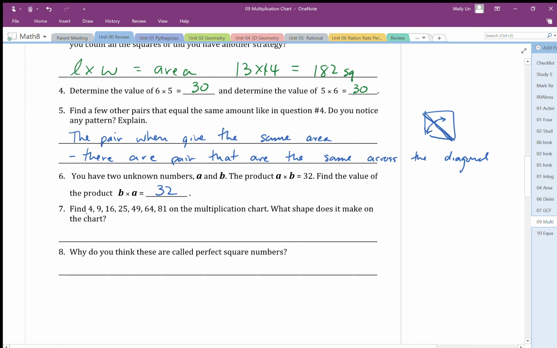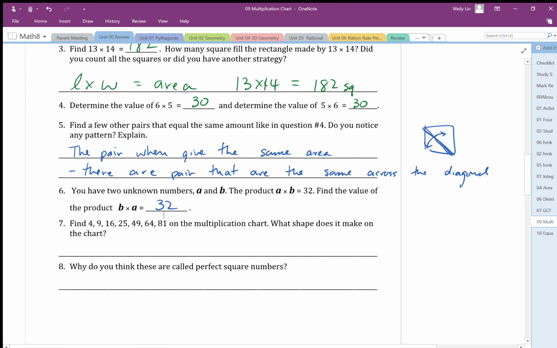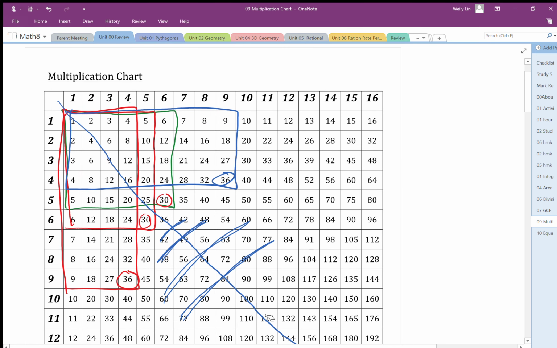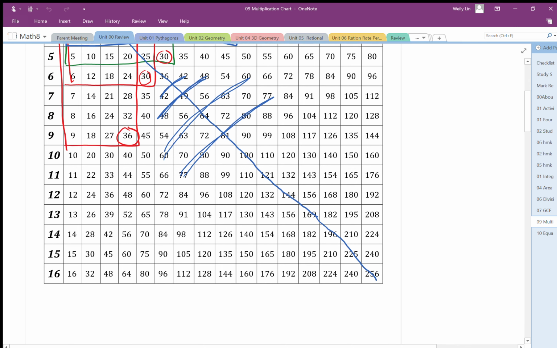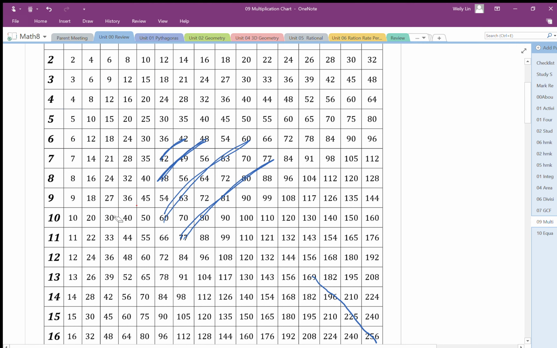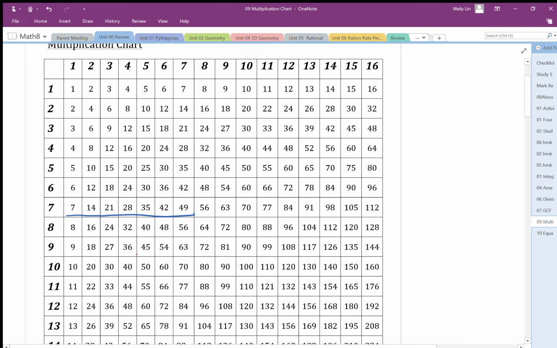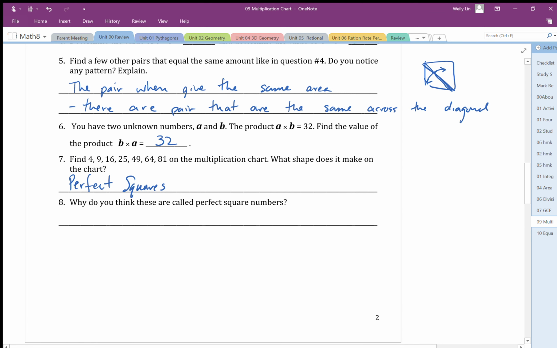So number 7 here, we talked about this already, 4, 9, 16, 25, they are perfect squares. Okay, and these perfect squares fall along this diagonal. So all these numbers along this diagonal represent perfect square numbers. So 225 is really 15 squared. 256 is 16 squared. And these perfect squares, when I draw out the area for these perfect squares, well, they're called perfect squares for a reason, because they make a square shape. Okay, so 7 by 7 gives me this perfect square shape of 49. So why are these called perfect squares? Because they make squares.